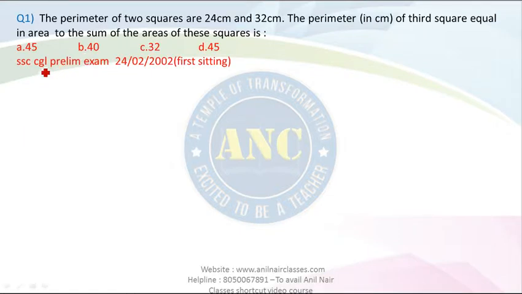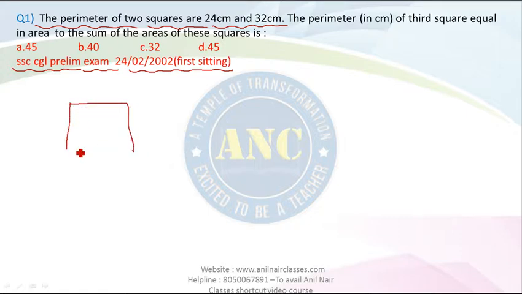This is your original SSC CGL prelims examination question which was asked in the year 2002. What is the question? The perimeters of two squares are 24 centimeters and 32 centimeters. There is this first square and there is this another square. The diagram is not drawn to scale. Perimeter of the first square is 24 centimeters.